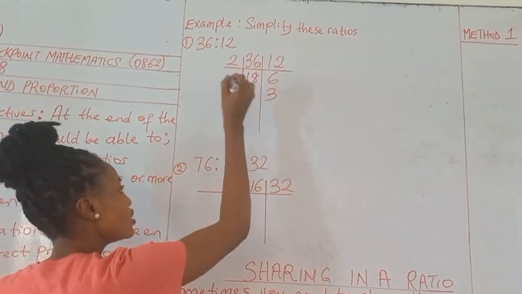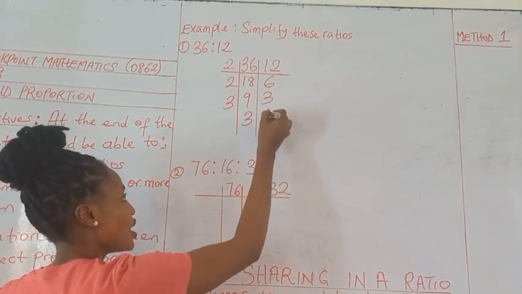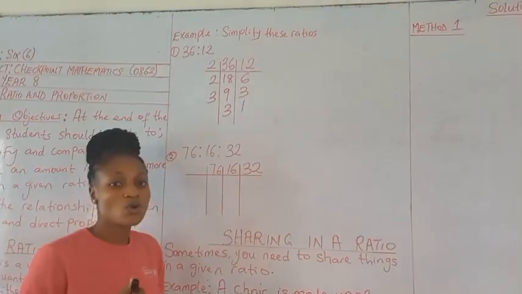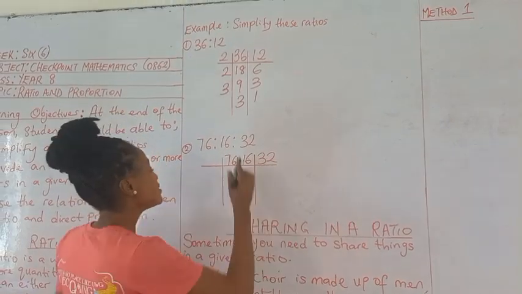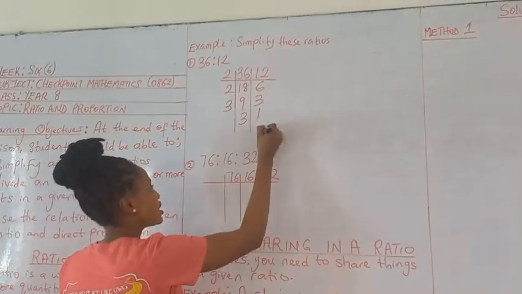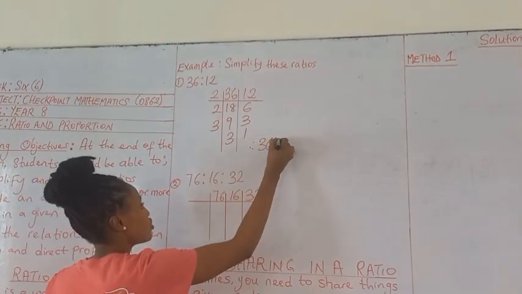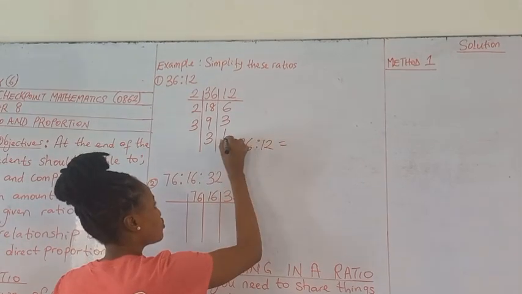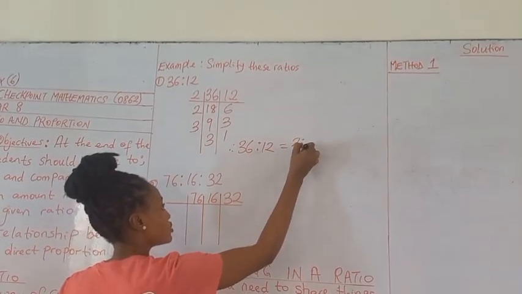What can go again? We have 3 and 1. We no longer have a common factor for 3 and 1. So, all we need is the remainder, 3 ratio 1. So, therefore, we can say that 36 ratio 12 equals 3 ratio 1.